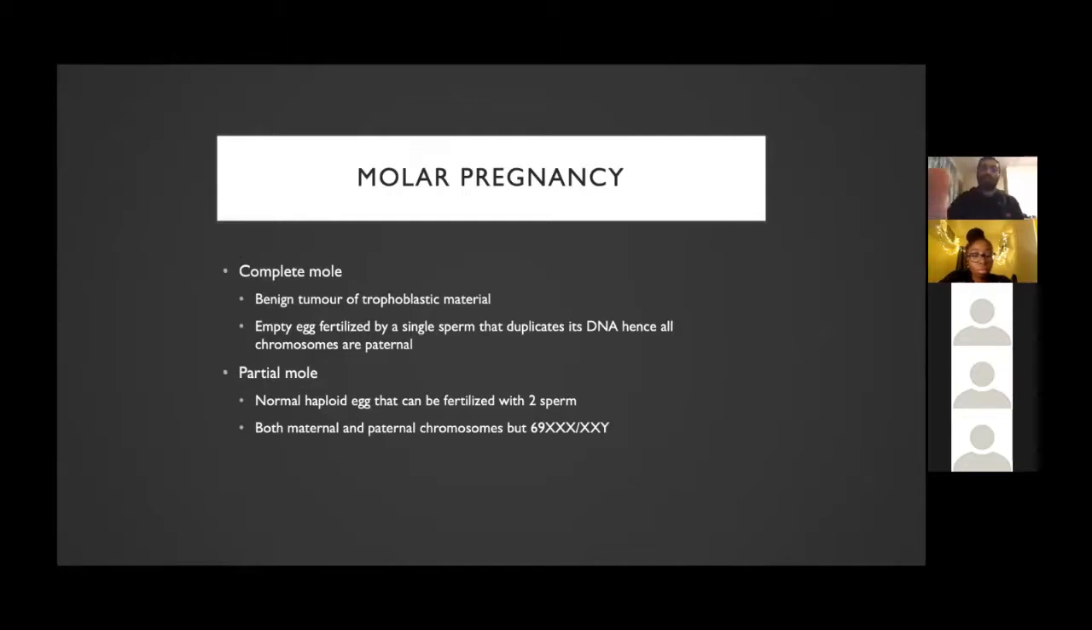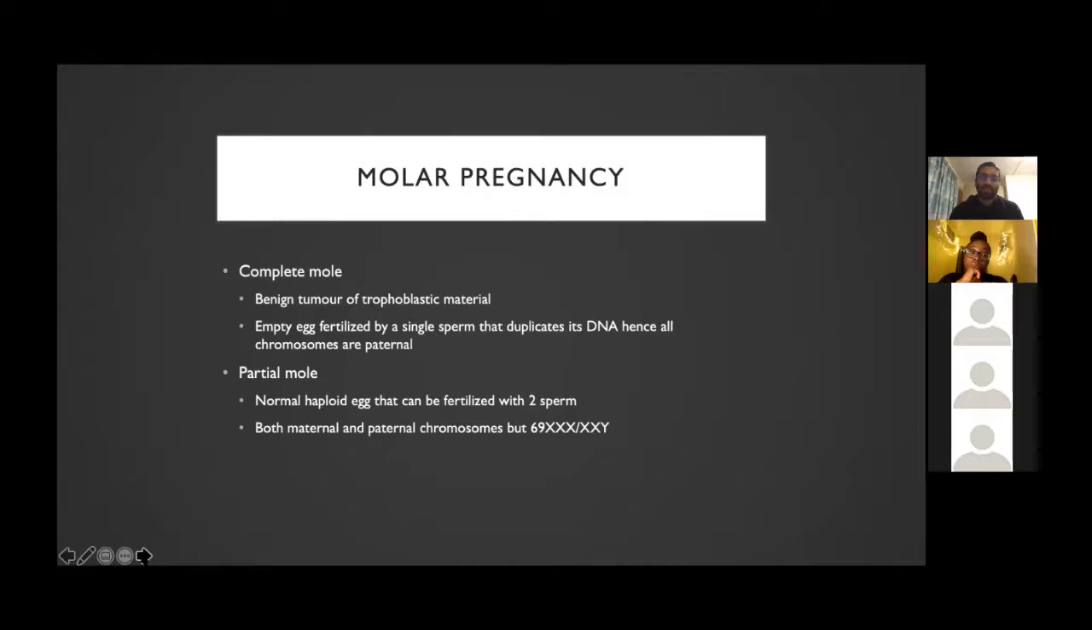A partial molar pregnancy is when there's a normal haploid egg, so it's got an X chromosome in it, and that can be fertilized by 2 sperm. So then you'd have both maternal and paternal chromosomes. So that's generally what a molar pregnancy is.